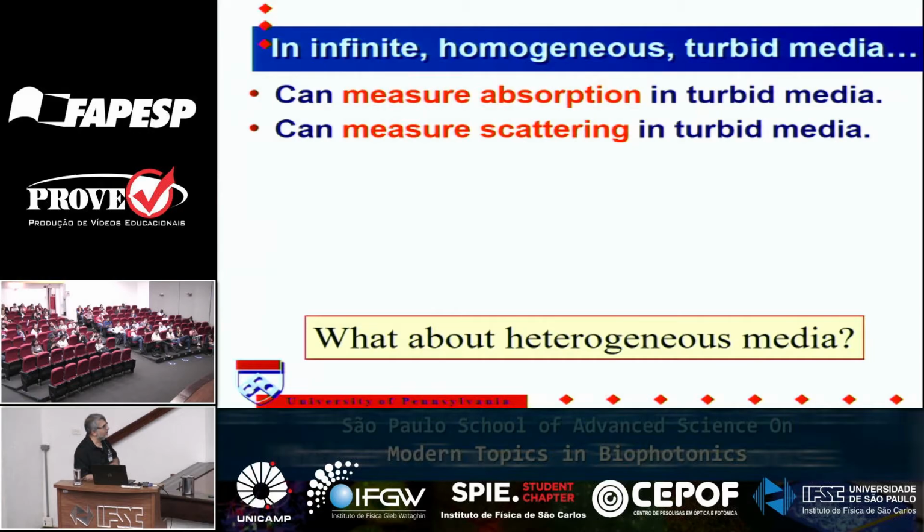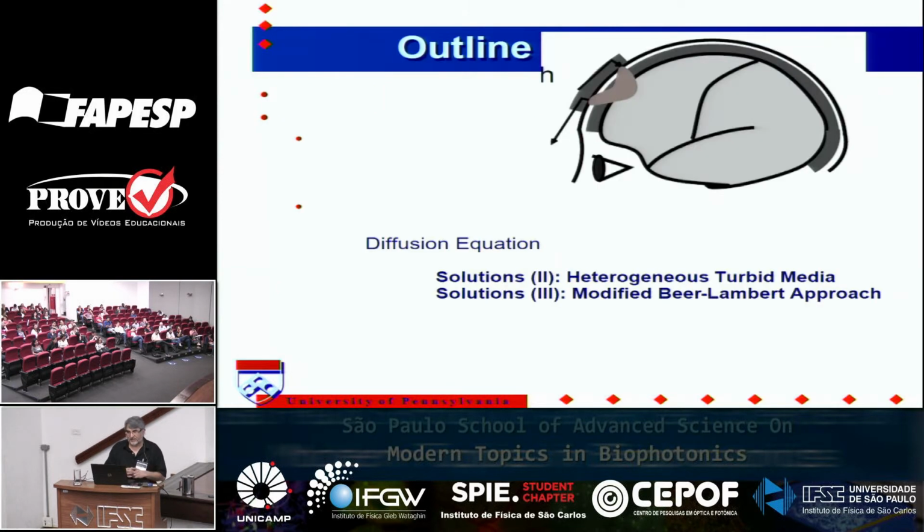But what about if the medium is heterogeneous? And of course, we don't live in a homogeneous infinite universe, and tissue is never that way. And certainly one problem that we want to look at is the brain, and that's anything but infinite, semi-infinite, and homogeneous. So to make more progress and to make it more quantitative, we need to think about how we can handle heterogeneous media.